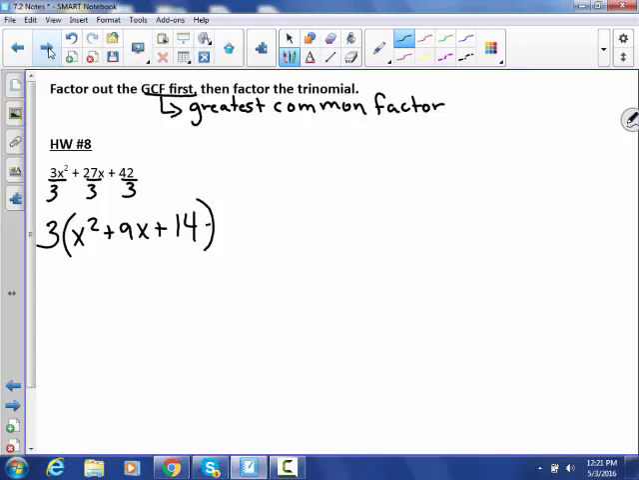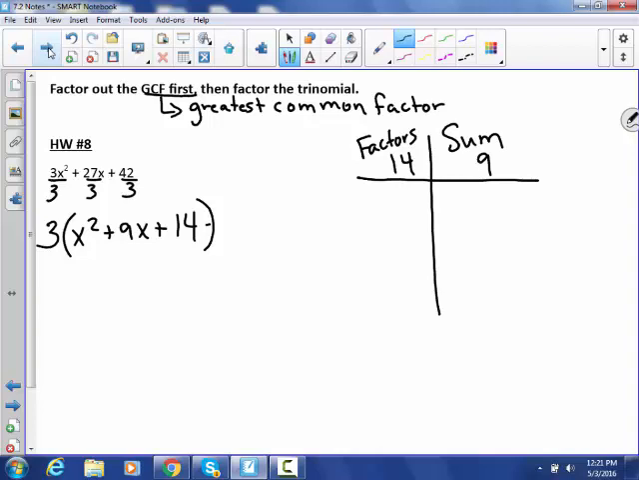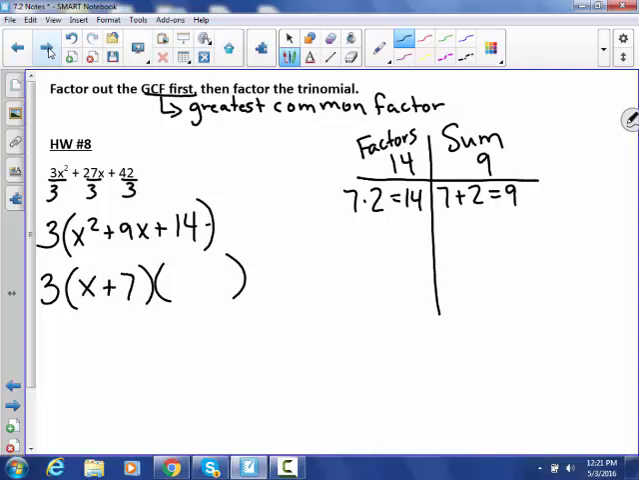So I have to put the 3 on the outside so that this equals what I started with. Now we're just going to take this and factor like we've been doing. So what do I want my factors to be? 14, and my sum? 9. So anybody know what it is? 7 times 2. That's 14, and 7 plus 2 is 9. So keep your 3, and then just put your parentheses down. Keep your 3, keep dropping it down. But then you just factor this part like we've been doing. X plus 7, X plus 2.